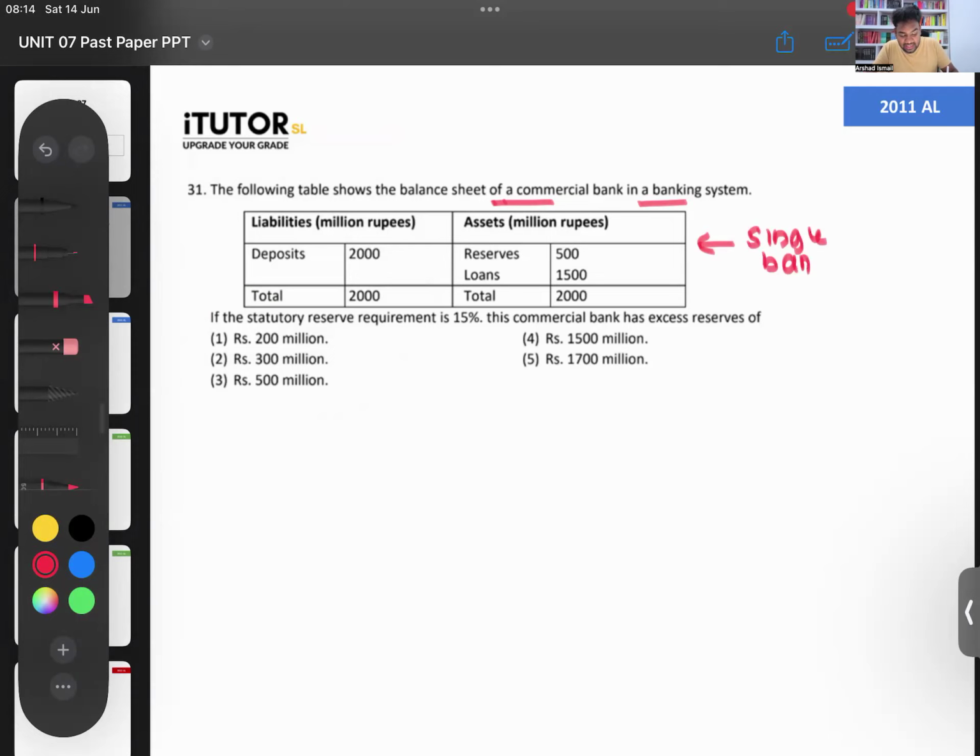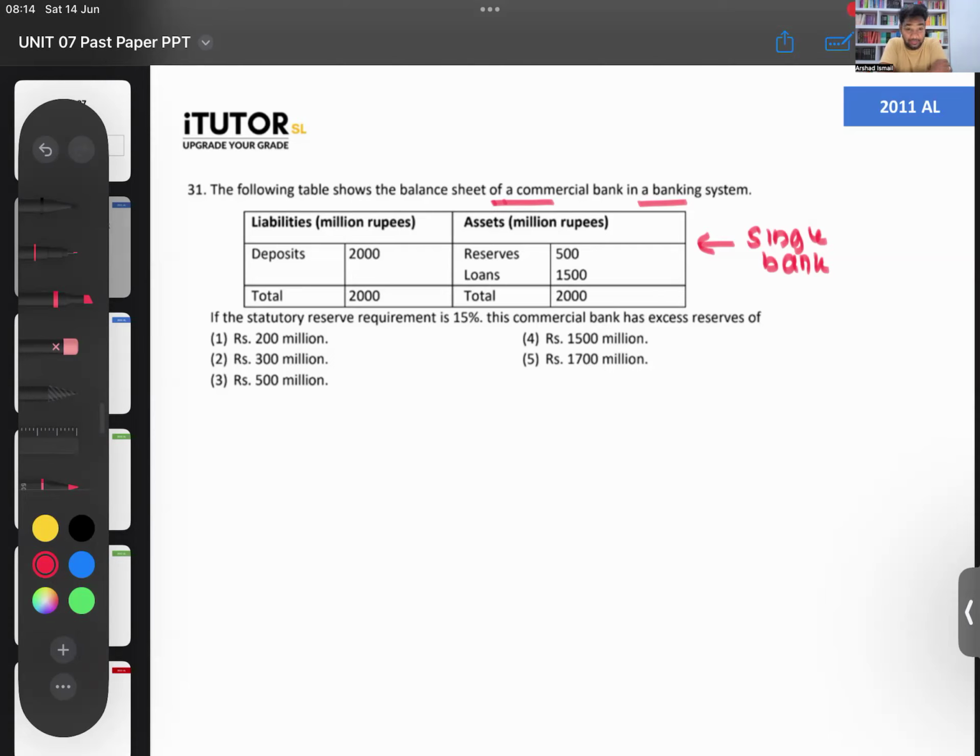If you all have watched that video that I would have told you, or even if you have been a part of my credit creation theory classes, you all remember that table kind of thing. So here they have given you the data for one commercial bank. They are telling you there are deposits of 2,000. Those are liabilities. There are reserves and loans of 500 and 1,500. The question is saying, if the SRR is 15%, this commercial bank has excess reserves of.